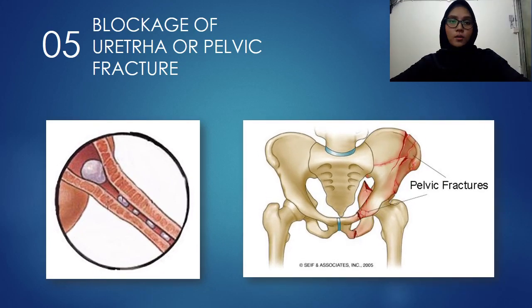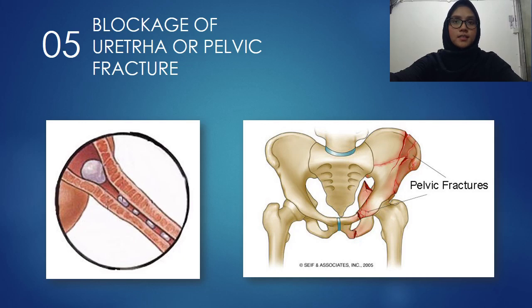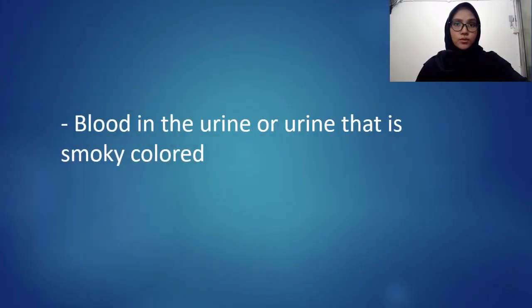So the last common cause of internal bleeding is blockage of the urethra and also pelvic fracture. What are the things that cause the blockage? It can be kidney stones, tumor, and also cancer of the urinary system, prostate gland, and female organs. The signs and symptoms for blockage of the urethra and pelvic fracture are blood in the urine or urine in a smoky color.